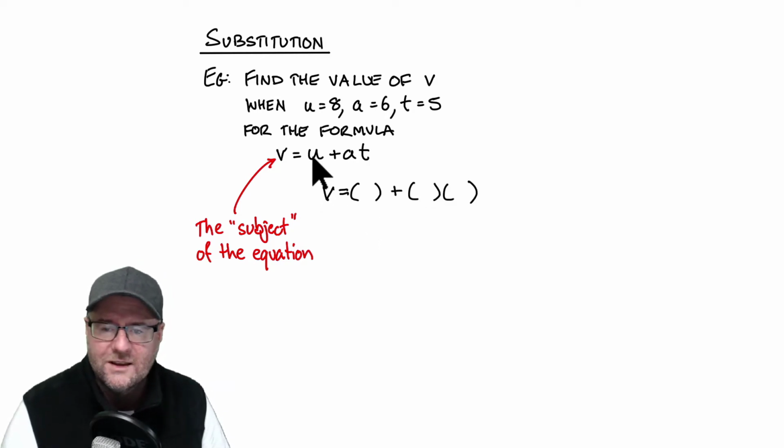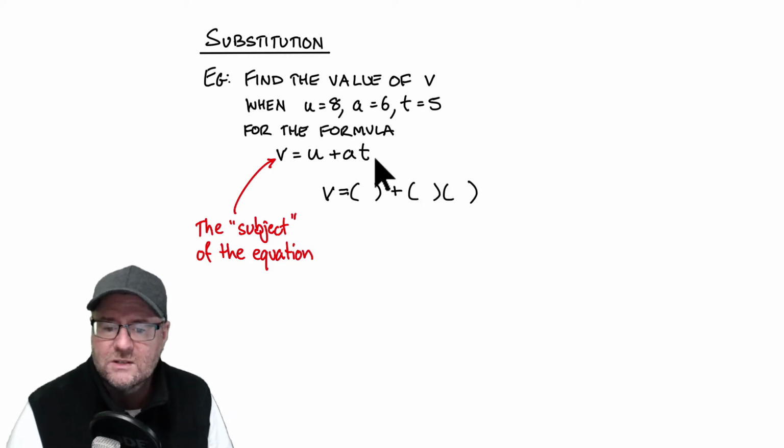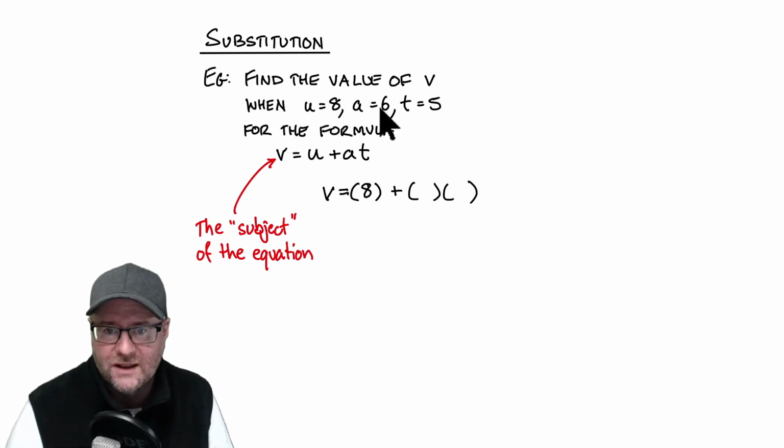So where the U was, I've got a set of brackets. Where the A was, some brackets. Where the T was, brackets. I've created a space to put these values in. So now I'm just going to take those values and put them in. So where the U was, I'm going to replace it with the value of 8. Where the A was, I'll replace it with this value, 6. And where the T was, I'll replace it with this value, 5.